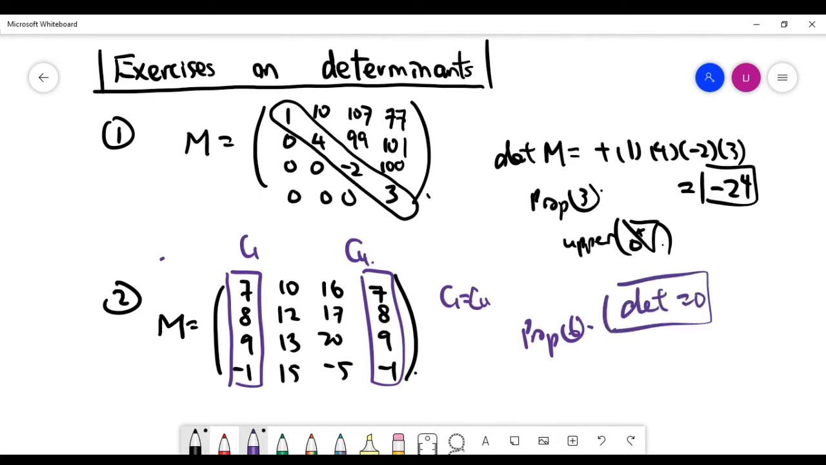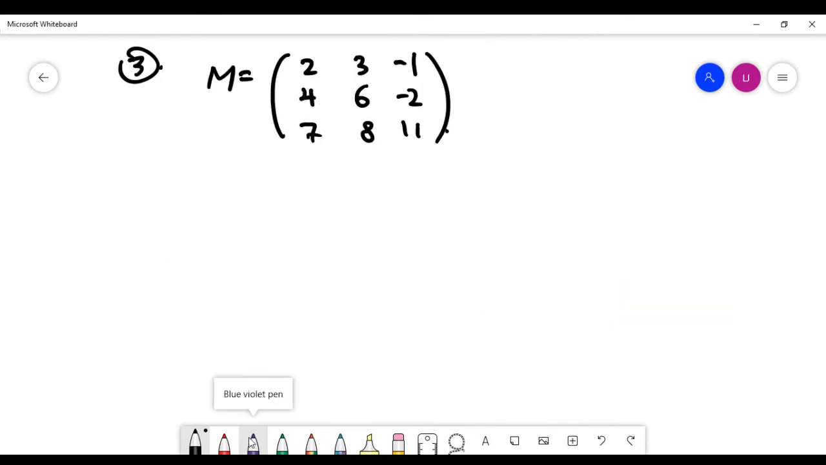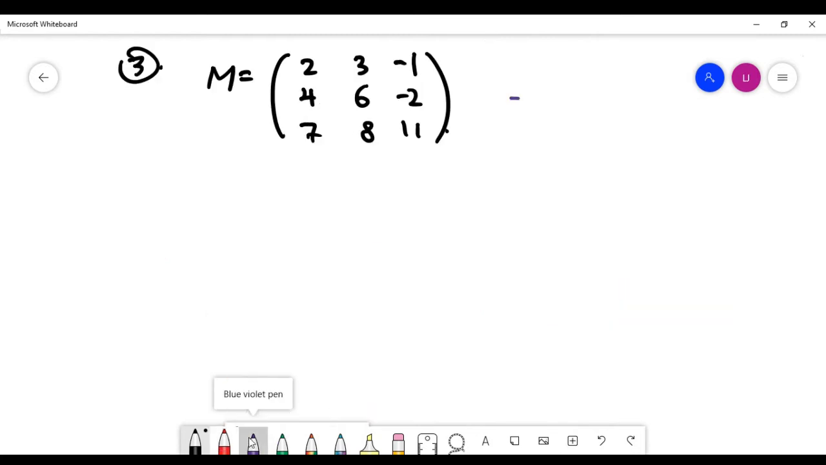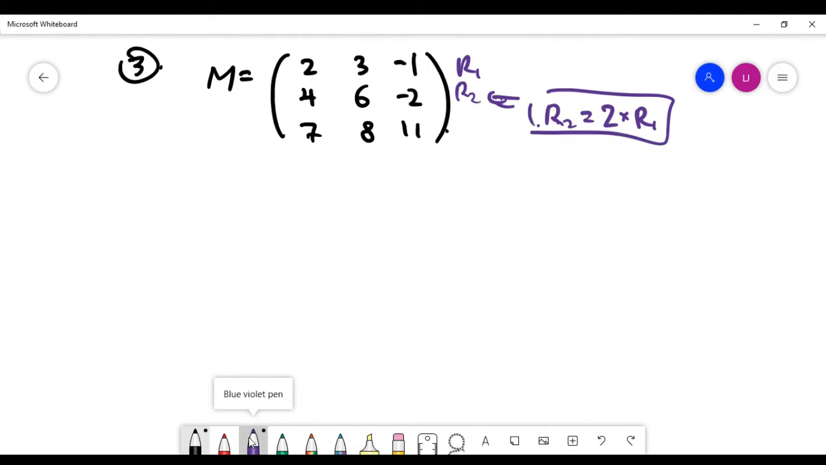And let's look at another case. Please look at the current 3 by 3 matrix. Can you notice something special about this matrix? Please look at row 2 and row 1. I think row 2 is basically 2 times row 1. You have to check it yourself. Basically, by property 9, which is in the previous video, we understand that if it happens like this, the determinant of M must be 0.